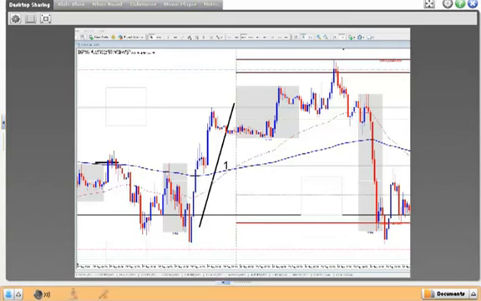Another tip is to select deep manipulation points. If you see two high probability areas, only trade off the deeper one. Yes, that's going to mean you're going to miss some trades, but it's going to keep you out of a lot of bad trades. Another thing is your risk reward.